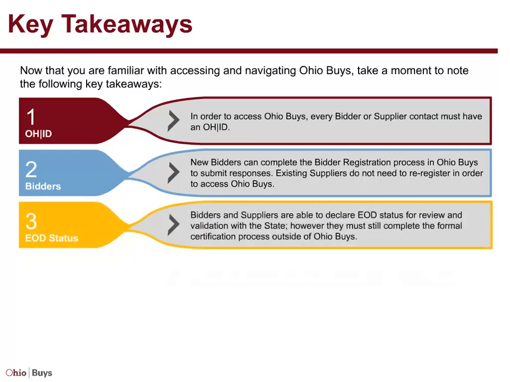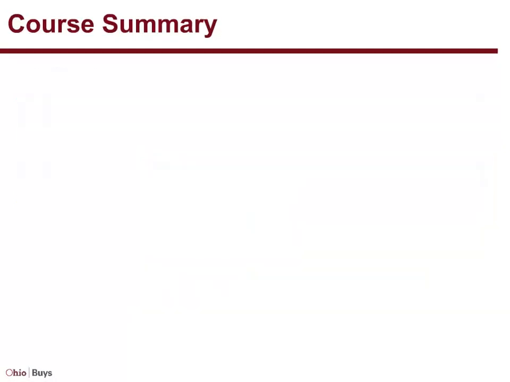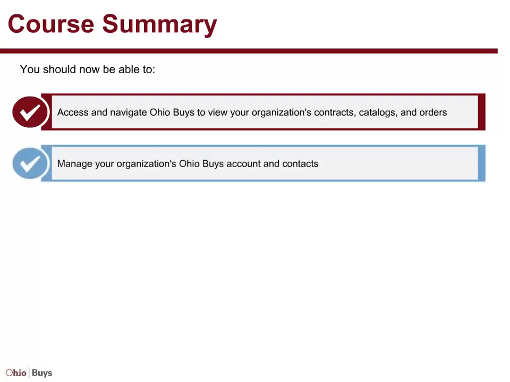As part of the bidder registration process, bidders are able to declare EOD status for review and validation with the state. However, they must still complete the certification process outside of Ohio Buys. Supplier administrators are able to manage their company's account, which includes managing contacts, selecting commodities, and updating EOD status. You should now be able to access and navigate Ohio Buys to view your organization's contracts, catalogs, and orders, and manage your organization's Ohio Buys account and contacts.